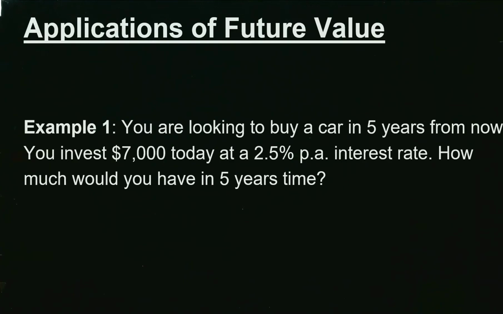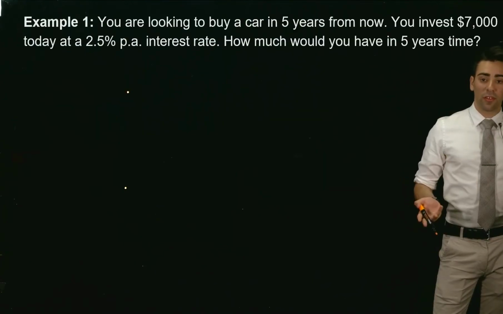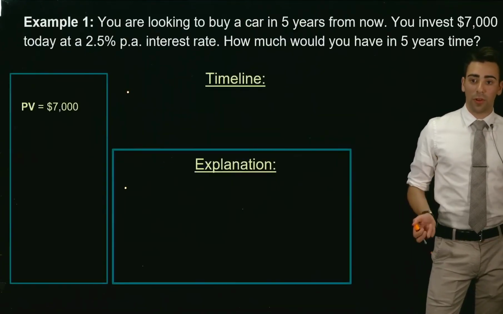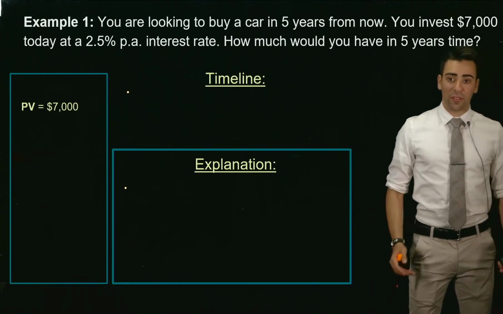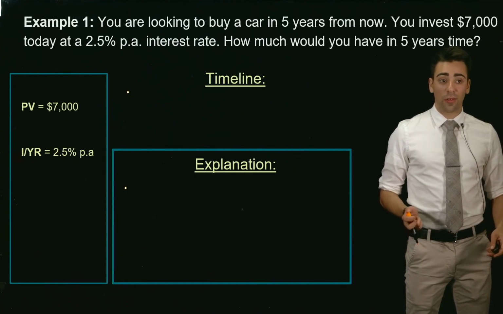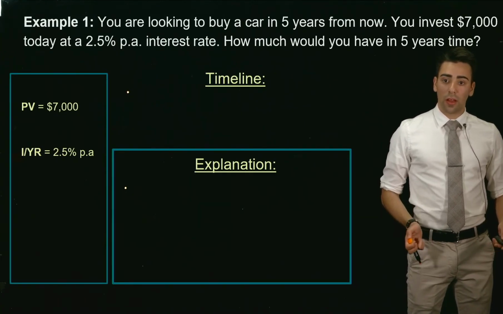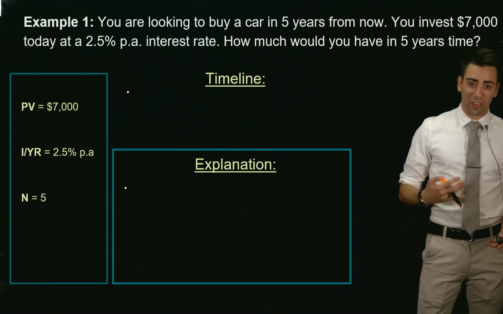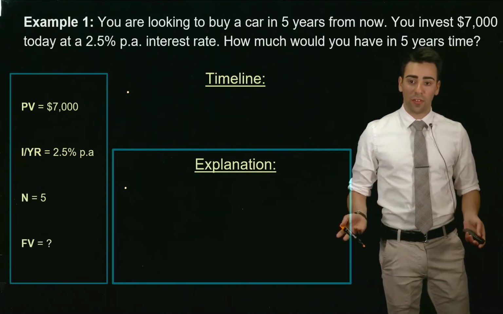So, for example 1, let's say you're looking to buy a car in 5 years from now. You invest $7,000 today in a savings account at 2.5% interest per annum. How much would you have in 5 years' time? So to solve this question, let's first work with what we know. We know that the present value is 7,000 because that's what we're investing today. We know that the interest rate is 2.5% per annum. We know that N is 5 because we're investing for 5 years, but we don't know the future value.